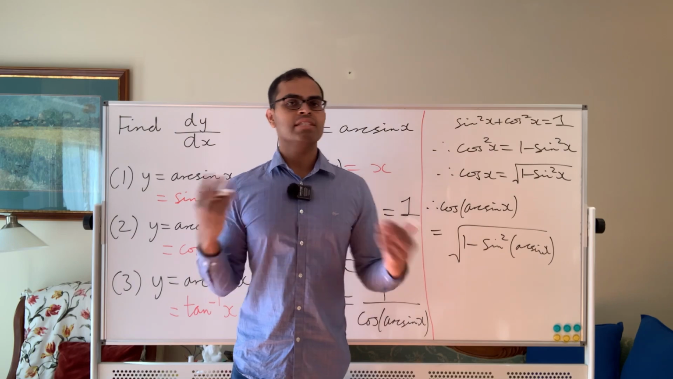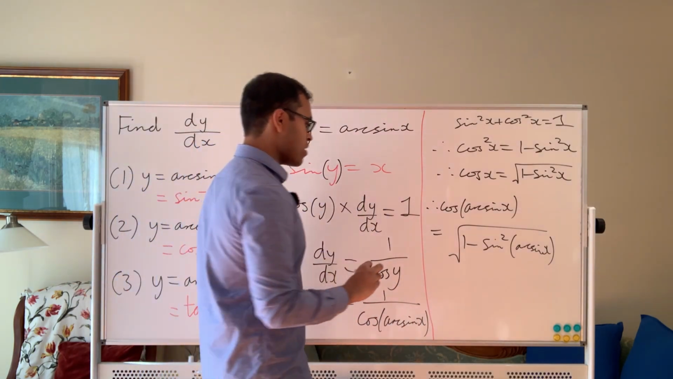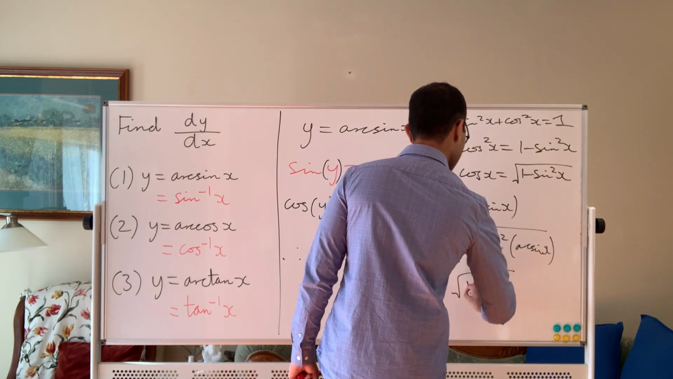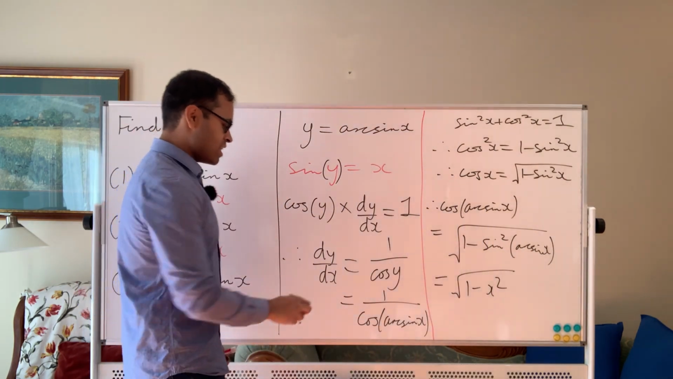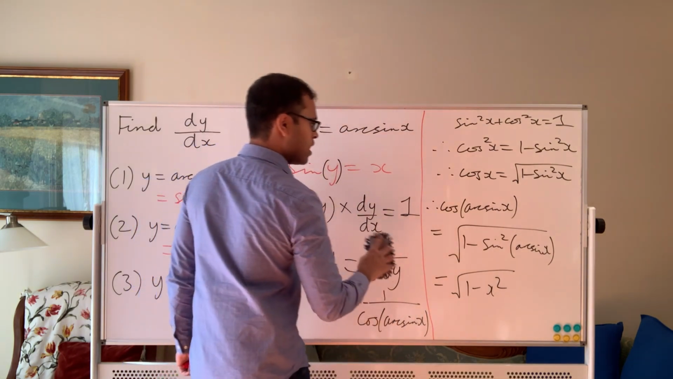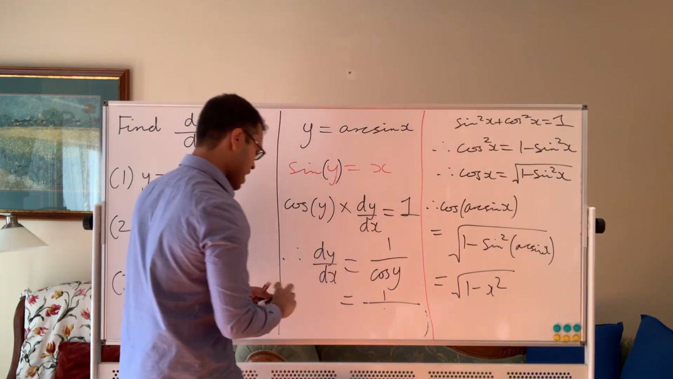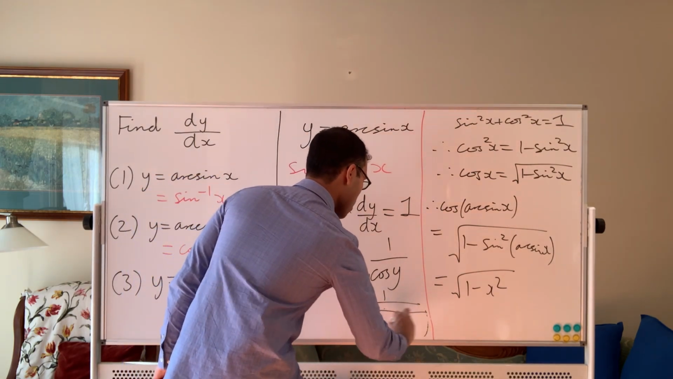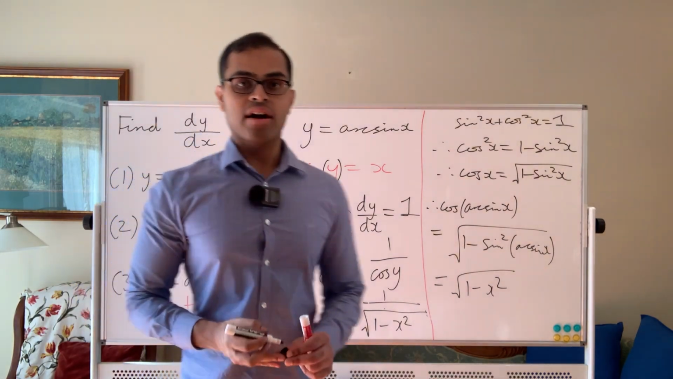Sine of arcsine x is just x, right? So we get 1 minus x squared, the square root of that. So this is the square root of 1 minus x squared. Super cool. This is so nice. Now we can just erase this and just say that the derivative of arcsine x is going to be 1 over the square root of 1 minus x squared. So that's going to be the derivative of arcsine x.